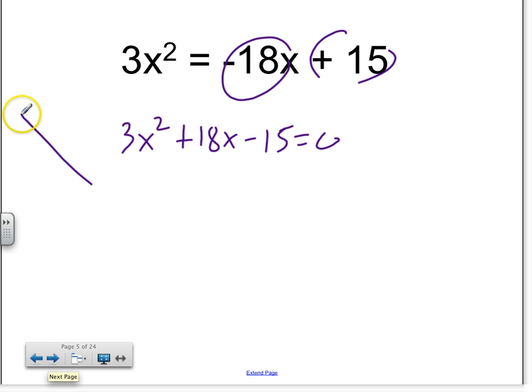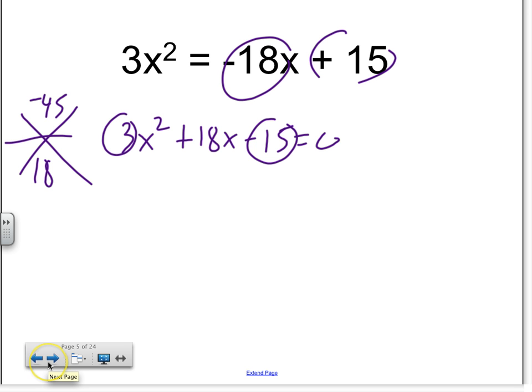I can also try to do the original X-box method if I can. So that's negative 45 on top. How do I get that? It's 3 times 15. And 18 in the bottom right here. Nothing works out for me. I tried 15 and 3, didn't work out. So I can say, well, I need to start trying to complete the square.